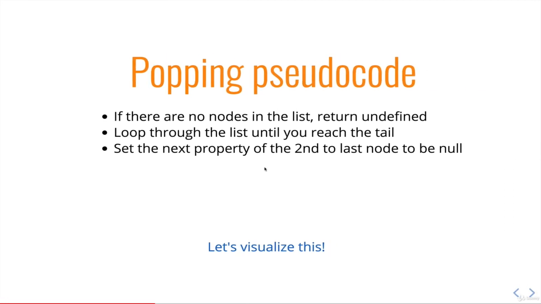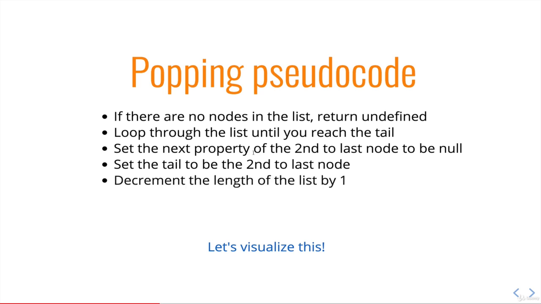All right, so we just set the next property of the second to last node to be null, and then update the tail to be that second to last node. And then we subtract 1 from the length and return the node that was removed. So that is important. You need to store it in a variable so you can return it.